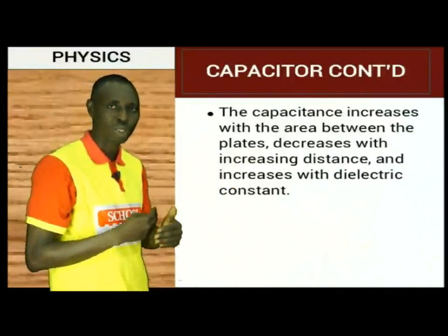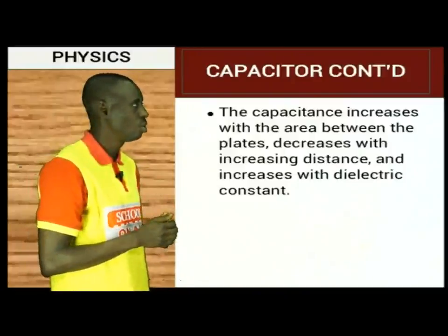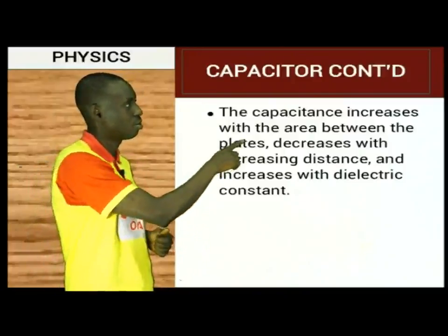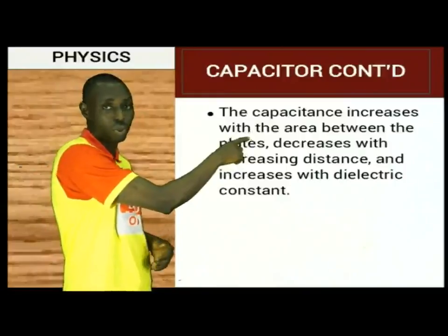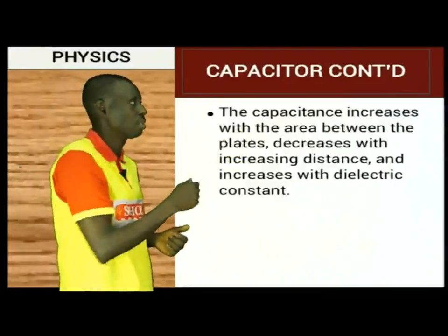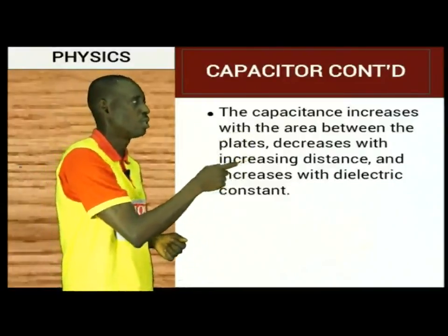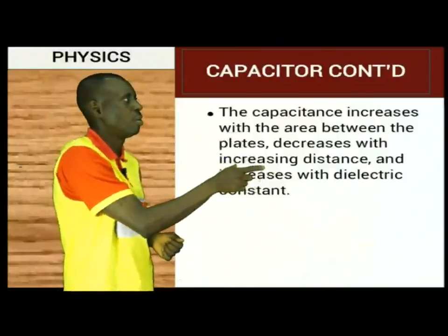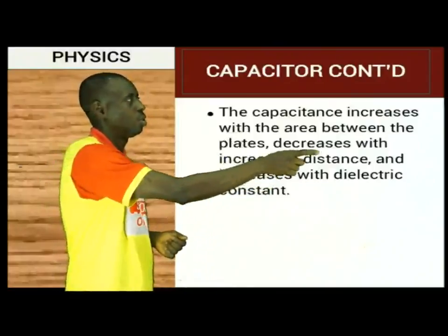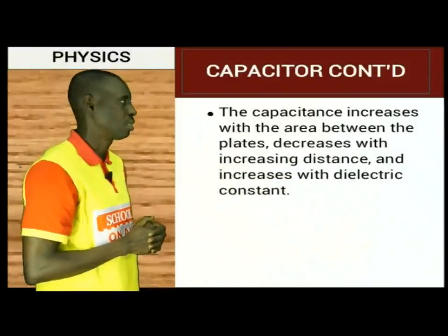So you take note of those factors that will affect the capacitance of a capacitor. The first one is the area: the capacitance will increase with the area. So the larger the area, the more the capacitance, but it will decrease with increasing distance. So the more the distance between those two plates, the lower the capacitance.